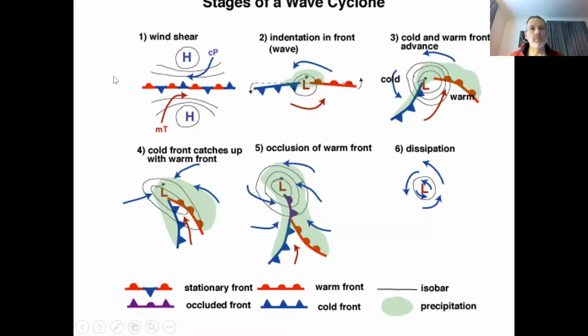So as I said, I usually start with this stationary front. And what can happen is this stationary front can develop. We're going to look at this in just a second, but a cold and a warm front can develop around a low pressure system. The cold front advances, leaving the warm front moving slower.